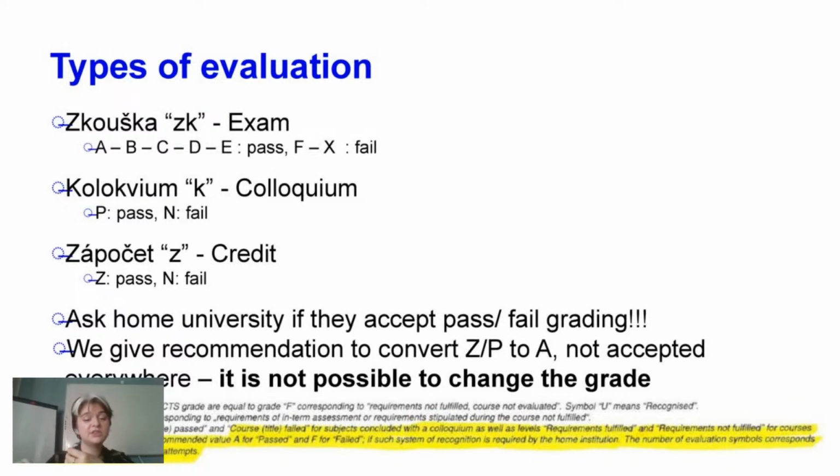And your home university may have an issue with these pass or fail grades, but there's a little explanation at the bottom of your transcript of records, which you can see here slightly yellow, that we recommend that the pass grade is converted to an A or its closest equivalent in your university's grading system. But we cannot change the grade. The way it is in the system is the way that it will be on your transcript of records, and we can't change that.